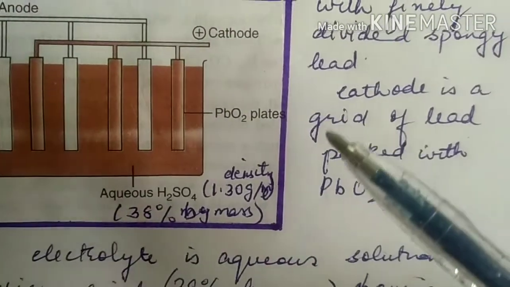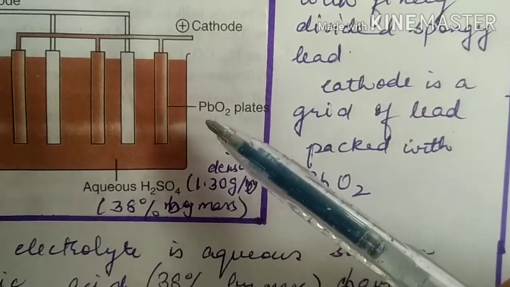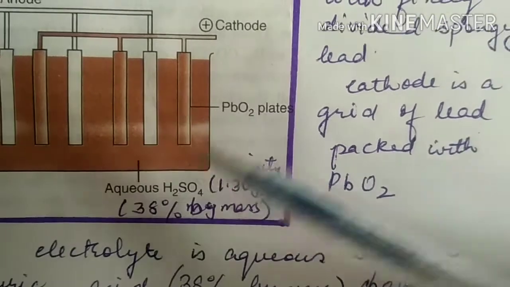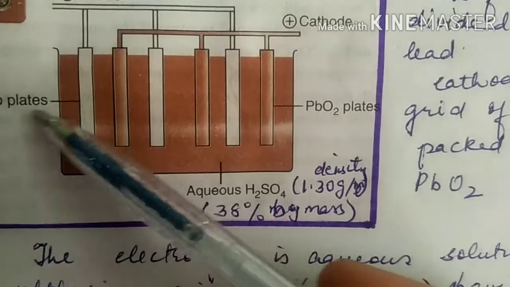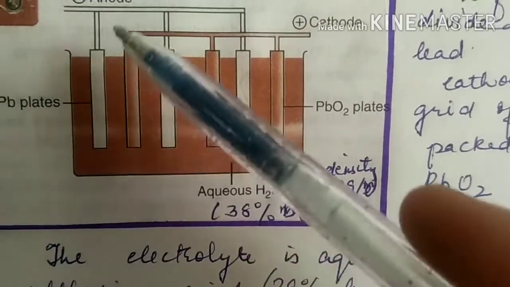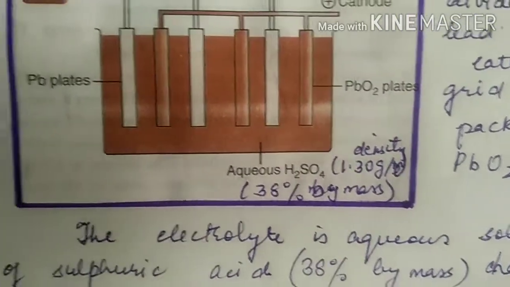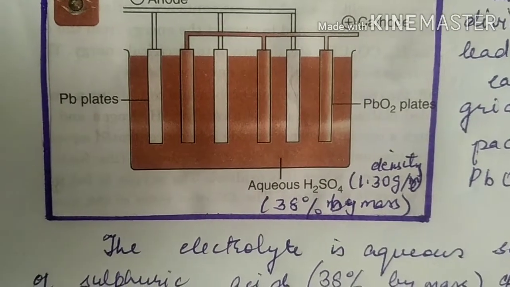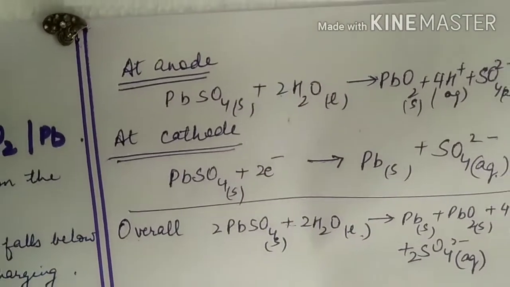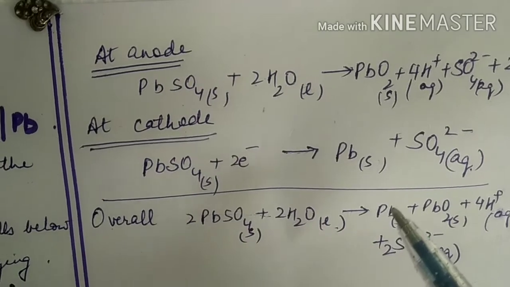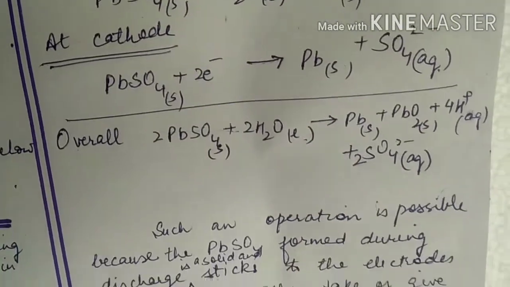So at the anode, the lead sulfate that has deposited will react with water to form lead dioxide again, along with hydrogen ions and sulfate ions, and electrons will be generated. And at the cathode, the lead sulfate which is sticking to the lead plates will take up electrons to form solid lead, and sulfate ions will be formed. So the overall reaction is lead sulfate plus 2 water will give lead at the cathode, and lead dioxide at the anode, and hydrogen ions and sulfate ions.